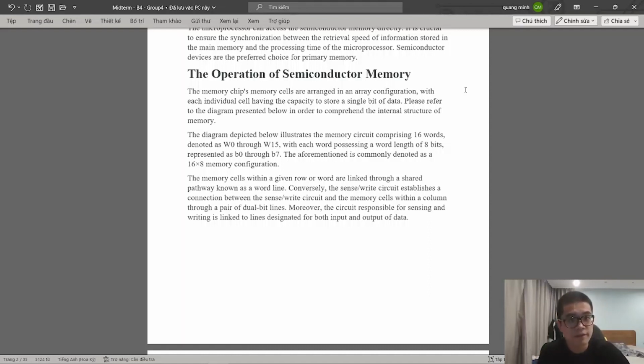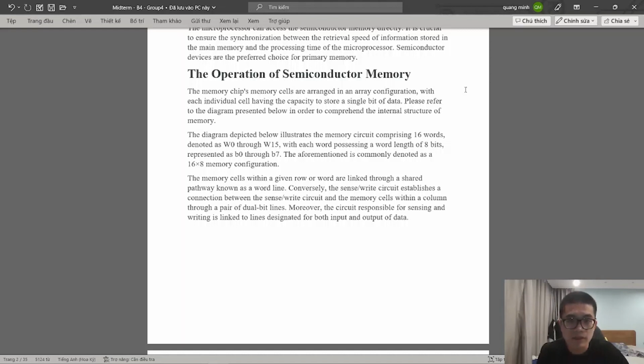The diagram below illustrates the memory circuit comprising 16 words denoted as W0 through W15, with each word possessing a length of 8 bits represented as B0 through B7. The memory cells within a given row or word are linked through a shared pathway known as a word line.